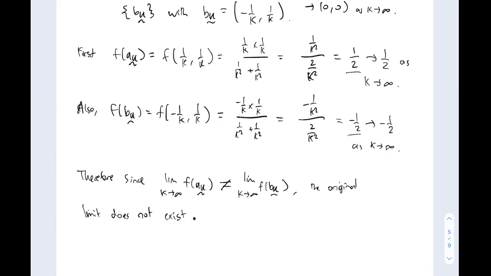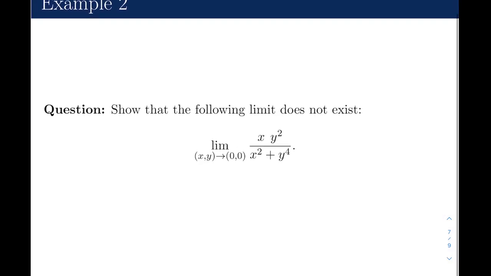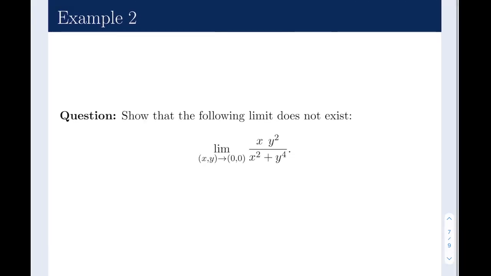Okay, let's try another example. So another question. Show that the following limit does not exist. This is the limit of xy squared over x squared plus y to the 4, as (x, y) goes to (0, 0).